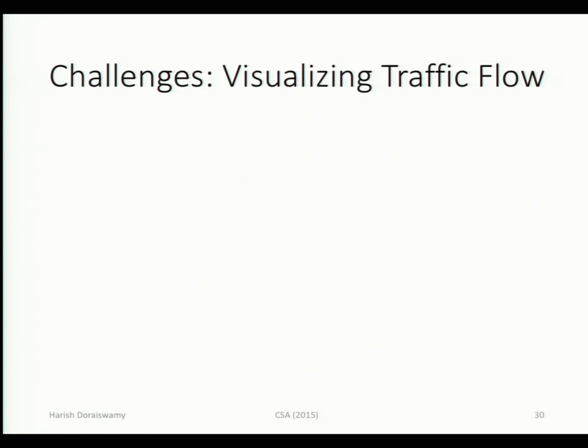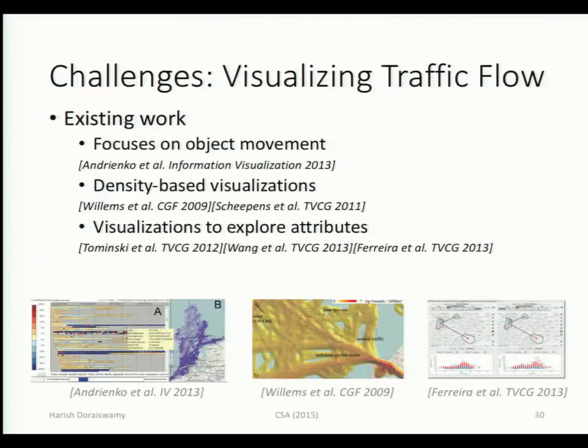All existing work that looks at movement data, mobility data, focuses more on object movement. They take an object and have the end-to-end movement of the single object. They don't look at some sort of collective motion. Or they have these density-based visualizations, where they just connect the two points end-to-end and don't actually look at the details. Or of course, they just ask questions like which roads are fast, which roads are slow, and so on. More static questions.